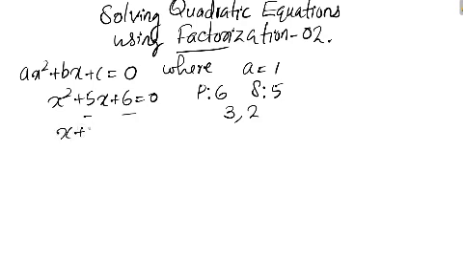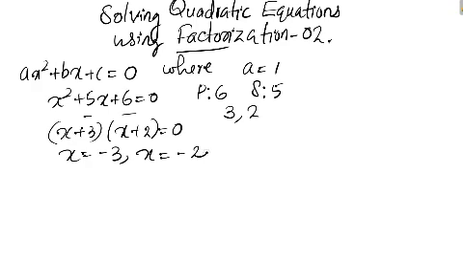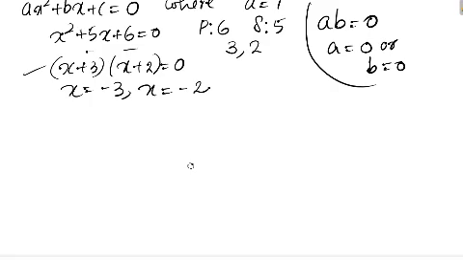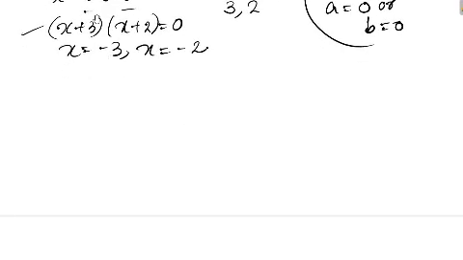So we can write x plus 3 into x plus 2 is equal to 0. So x is equal to negative 3 and x is equal to negative 2 are the answers using the zero product property. When AB is equal to 0, we can write A is equal to 0 or B is equal to 0. So x plus 3 is equal to 0 or x plus 2 is equal to 0. That means x is equal to negative 3 and x is equal to negative 2.